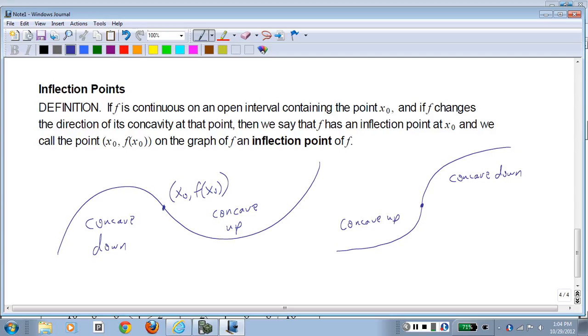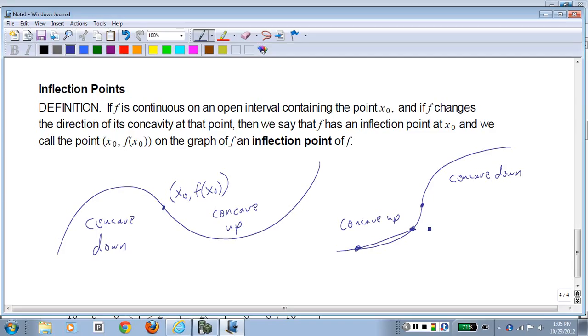Well, the curvature is up. For a more precise definition, a function is said to be concave up on an interval if you take any 2 points on the curve within that interval, the straight line segment connecting those 2 points is completely above the curve. That would be concave up.